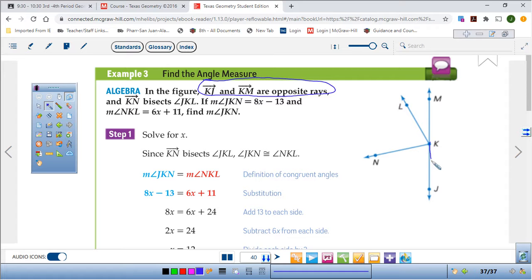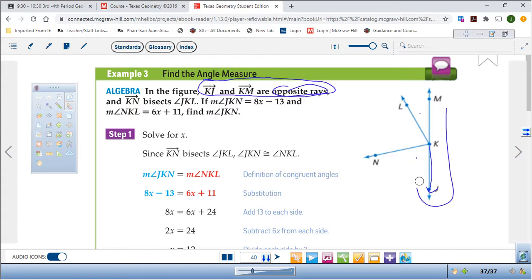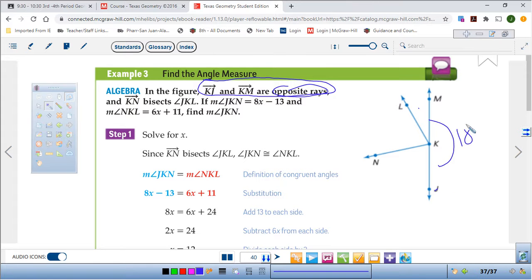Yeah, this forms a line. FYI, that forms a straight line because it's saying opposite rays. Okay? So now I know this is 180 degrees, if that makes sense. What does that make this side over here? 180 degrees, because that's a straight line. Okay, moving on. And KN bisects angle JKL. Where's JKL? So now I know this angle is equal to that angle. Those two are congruent. Good job.